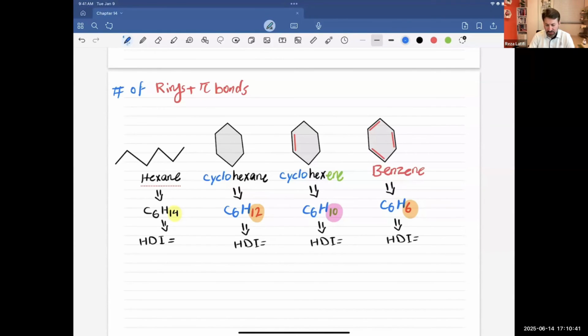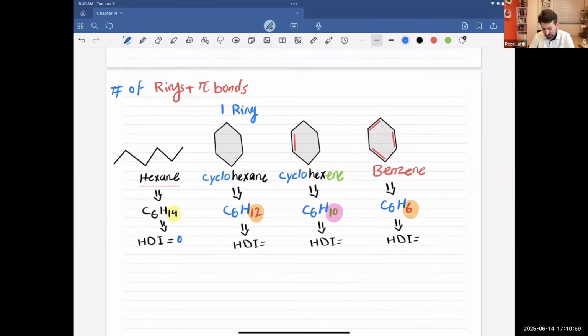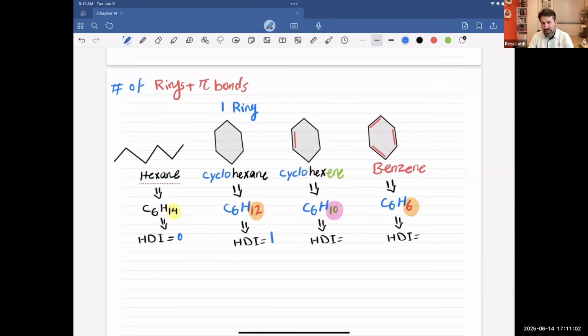I have hexane, completely saturated, so no pi bond, no double bond, no ring. The hydrogen deficiency index is equal to 0. Cyclohexane has 1 ring but no pi bond, so the hydrogen deficiency index is equal to 1. This one has 1 ring and 1 pi bond, so that's equal to 2. And how about benzene? Benzene is 1 ring, and I see 3 pi bonds. 1 plus 3 gives me 4.